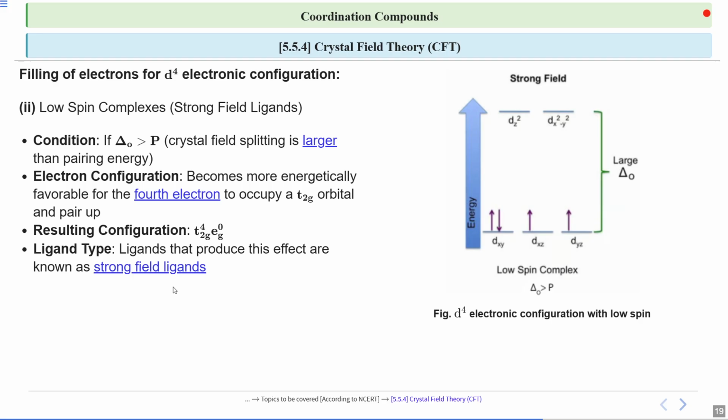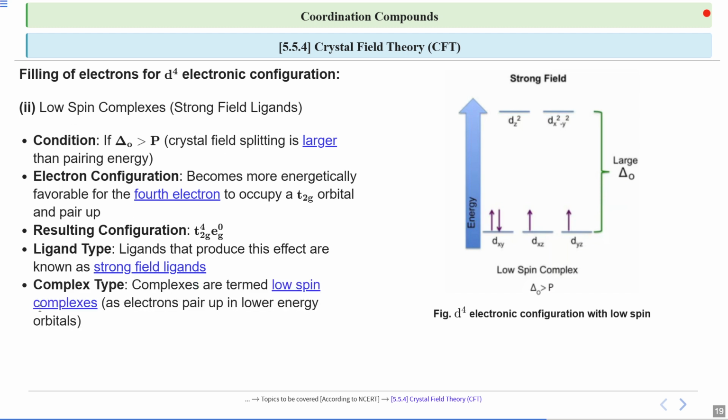Strong field ligands cause the pairing of the electrons. Remember, we have studied that crystal field theory even describes why strong field ligands cause the pairing of the electrons. So the ligand type in the low spin complex is the presence of strong field ligands. The complex type we get is low spin complexes, because the electrons pair up in the lower energy orbital here, and this is the energetically favorable condition for them.